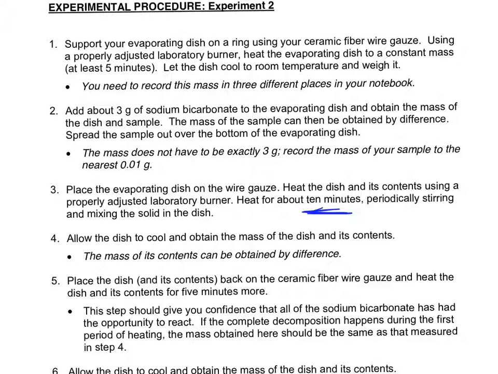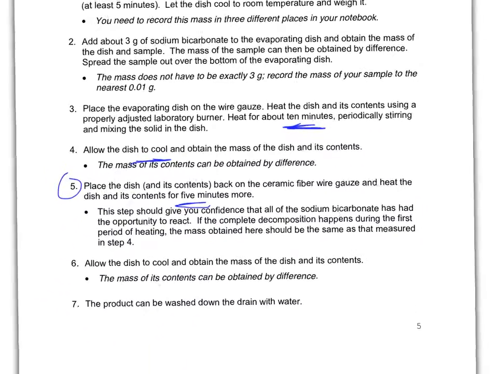Like I said, you can kind of be going back and forth between experiment 1 and experiment 2, as long as you know what you're doing. So you're going to heat your sodium bicarbonate for 10 minutes, allow it to cool, and weigh it. Then step number 5 says you're going to repeat, just for 5 minutes now. Heat it again, let it cool down again, and weigh it again. Hopefully you haven't lost or gained any mass between those 2 heatings. Does that make sense? Record both of those masses.